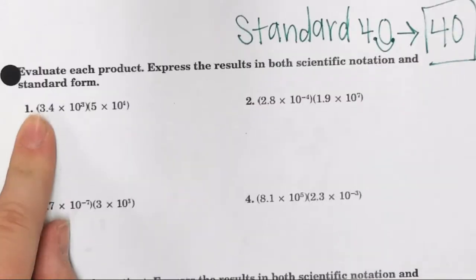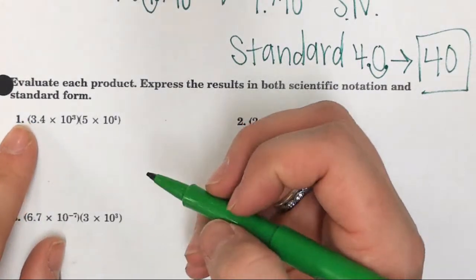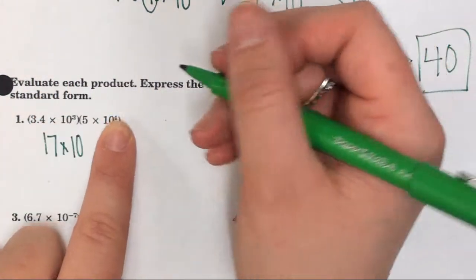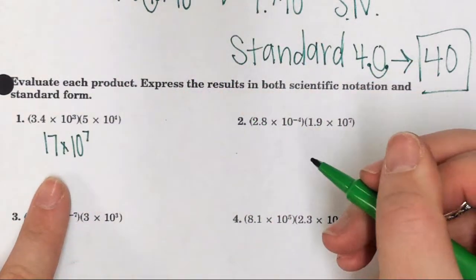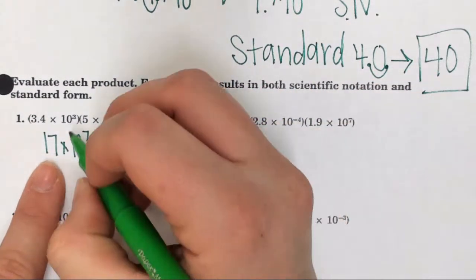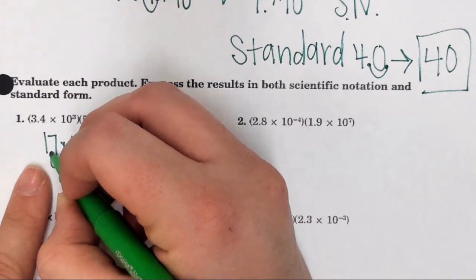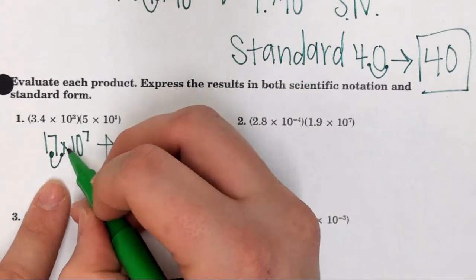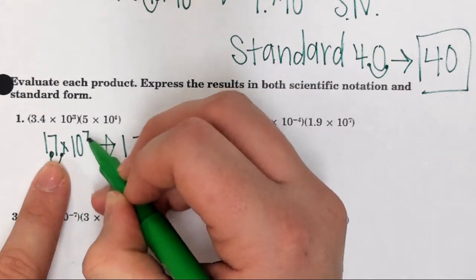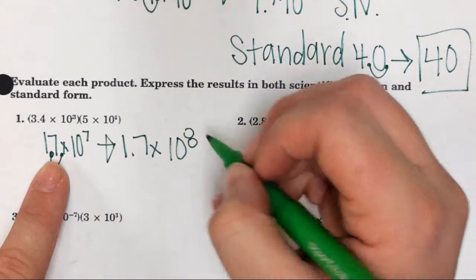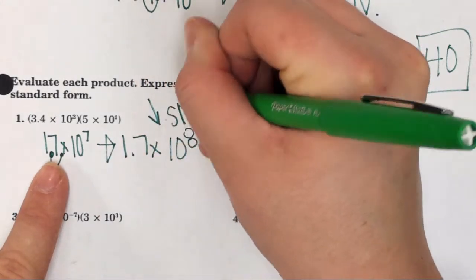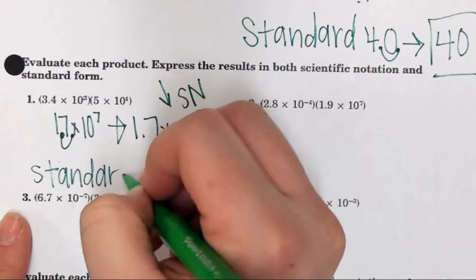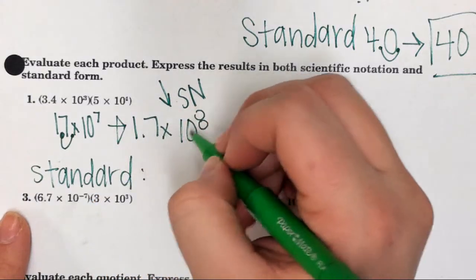Okay? 3.4 times 5 is what? 17 times 10 to the what? Well, 3 plus 4 is 7, right? 7. Is 17 in between 1 and 9? No, so I need to move the decimal one time this way, which gives me 1.7 times 10. My number got smaller, so my exponent gets larger. So this is it in scientific. Here's standard. 1.7 times 10 to the 8th.